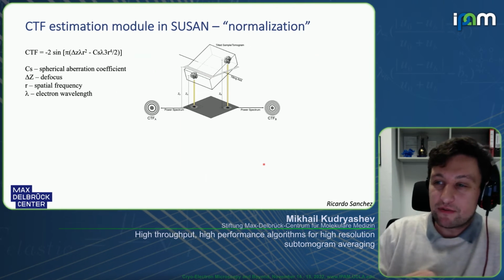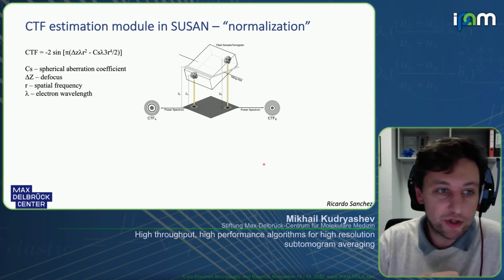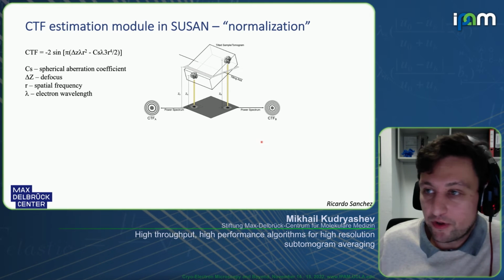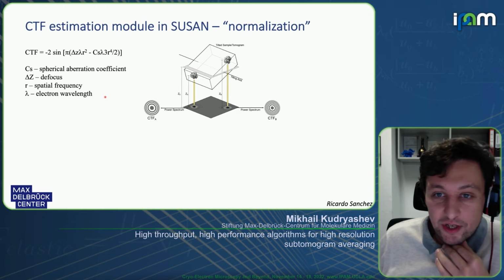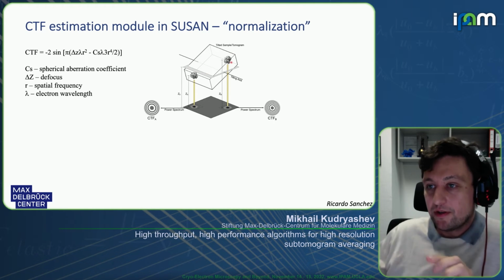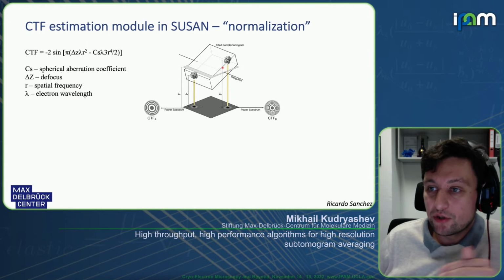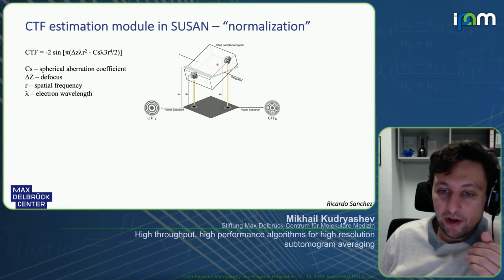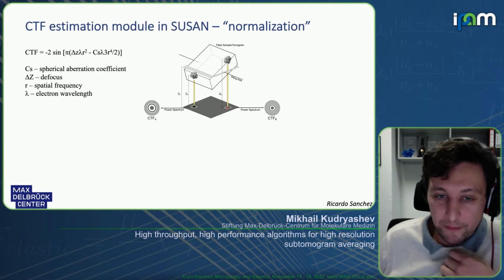SUSAN is made of several modules, because Ricardo wanted to build it from scratch, which he has succeeded in. The first module is the estimation of CTF. As we heard about CTF, particles in a thick tilted sample are at different heights, and as a result you get different defocus contributions, and they would have different power spectra when you look at them.